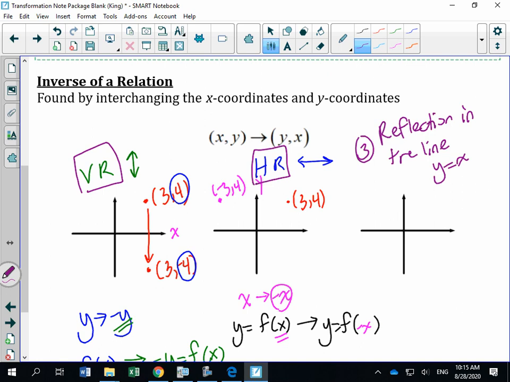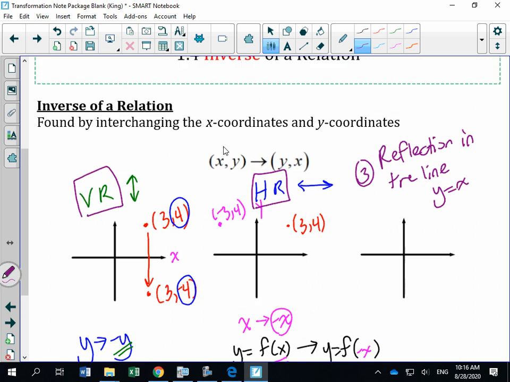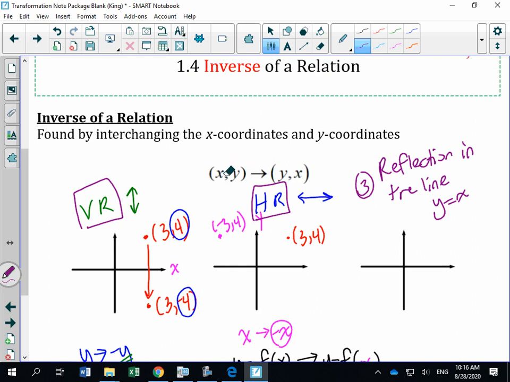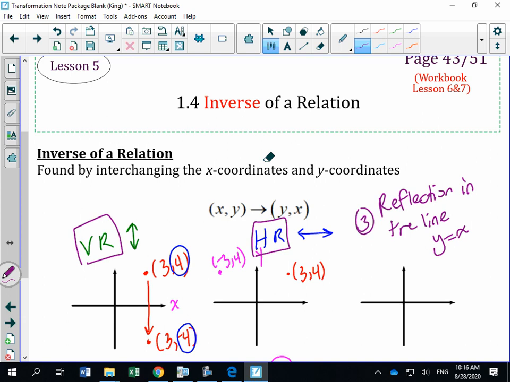Okay, so what that means is the following. If I give you a coordinate (x, y), and I say I want this coordinate reflected in the line y = x, this is what is going to be called the inverse of a relation. And how the inverse of a relation is found, it's found by interchanging the x and y coordinates. So again, if I give you a coordinate (x, y), and I say, what is the inverse of that coordinate? You interchange the x and the y to (y, x).